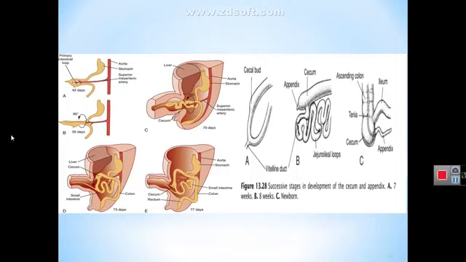The primary intestinal loop rotates around an axis formed by the superior mesenteric artery, and this rotation is counterclockwise, and it amounts to approximately 270 degrees when it is complete.